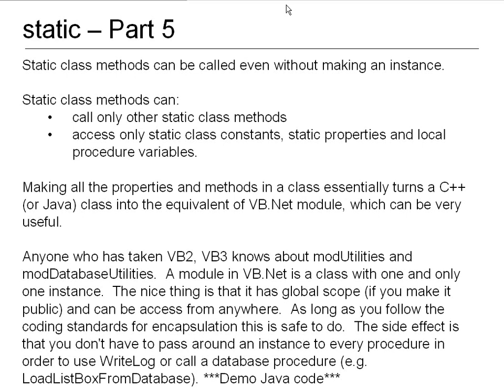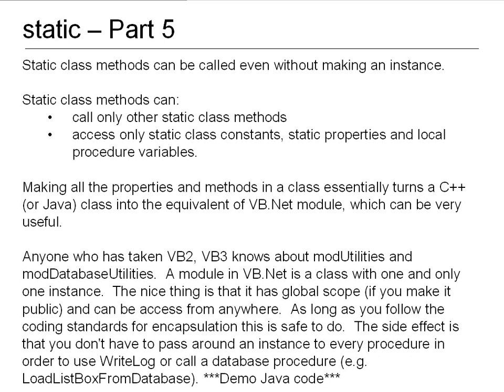The purpose of making a static class method is you can therefore call that method even without making an instance. Now static class methods have some restrictions. They can call only other static class methods, and they can access only static class constants, static properties, and local procedure variables. Making all the properties and methods in a class static essentially turns a C++ or Java class into the equivalent of a VB.NET module, which can be very useful.